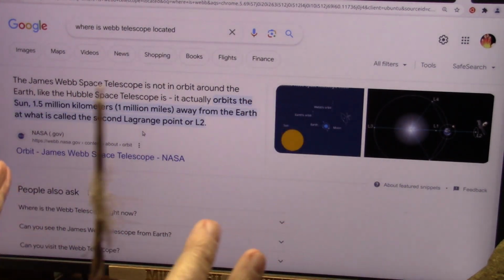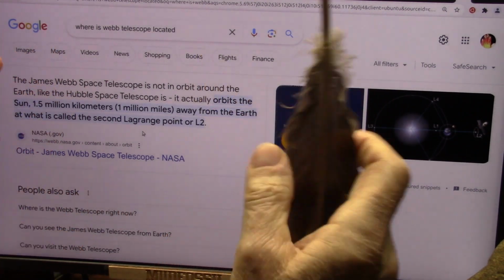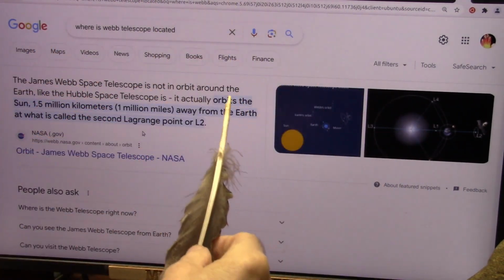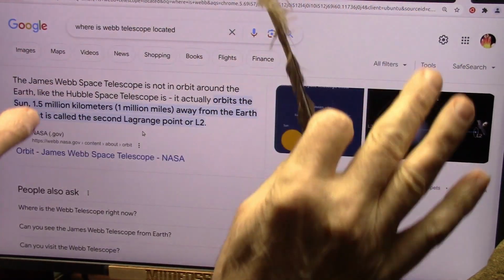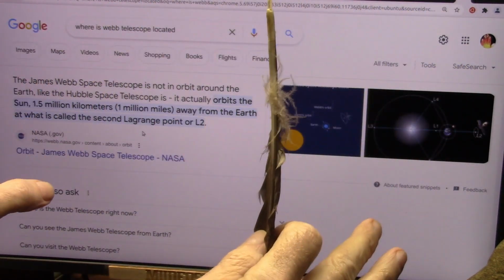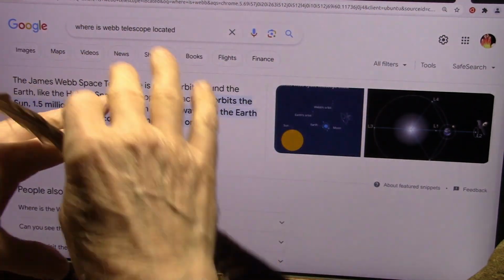A telescope, you know, it sees very long distances by using these focal points. Well, they put these out in space so that the atmosphere does not disturb the light coming at it. They think it's a vacuum out there.